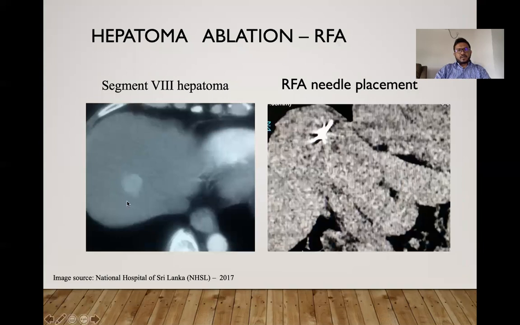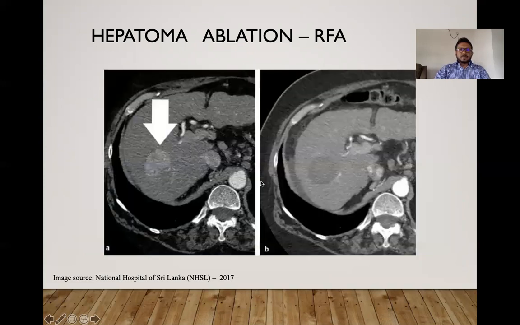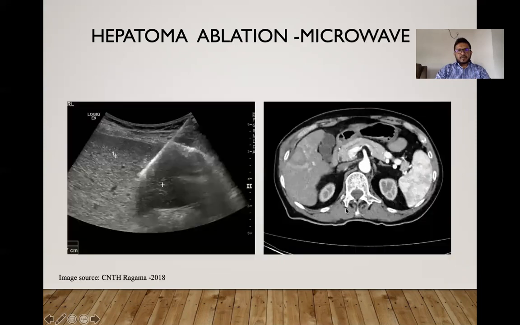A few examples of hepatoma ablation. This is a very nice lesion seen on ultrasound, confirmed with CT, and this is needle placement, confirmed with CT. And this is the post-ablation imaging. You can see very nicely there's no more arterial enhancement, and you might even see a little bit of hyperemia around it post-ablation, which is quite common. But if you don't see nodular enhancement after ablation, that is quite satisfactory following RFA.